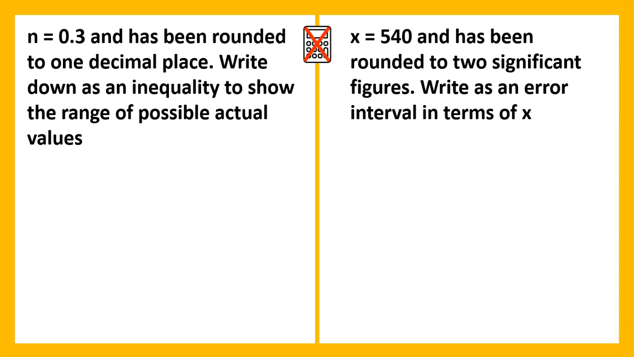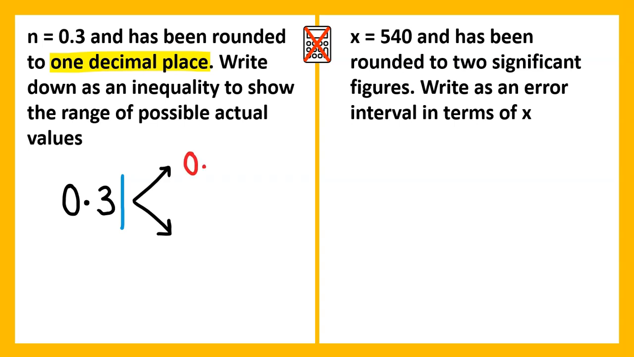On to the intermediate questions with a slight increase in difficulty. n is equal to 0.3 and has been rounded to 1 decimal place. Write down as an inequality to show the range of possible actual values. Again, written slightly differently, but still asking us for the error interval. 0.3 rounded to 1 decimal place would put my rounding line after the first decimal place, which is the 3.